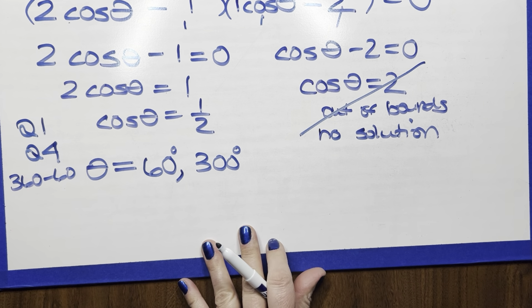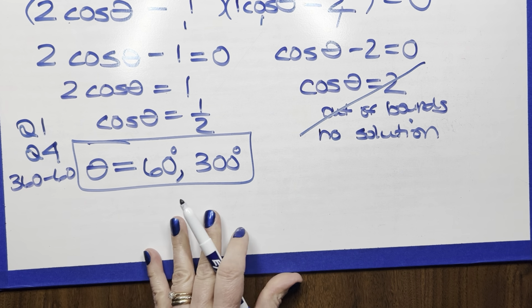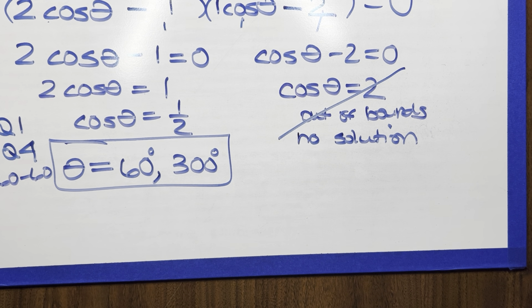So on this particular quadratic, I only end up with 2 solutions that check out, and I had one solution that I had to reject because it was out of the bounds for the values of cosine. And that is one way to solve a quadratic trig equation using factoring.